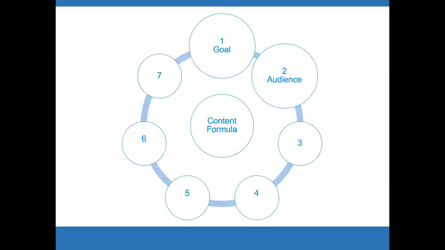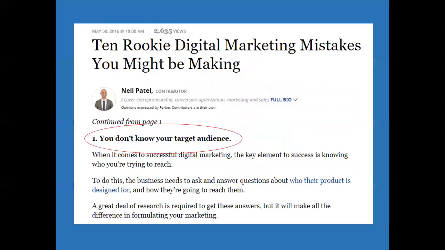Number 2 is audience. For those of you that were on our last webinar, you'll know that this, again, is not something to be taken lightly. Just a couple months ago, in May, Forbes.com posted this article, 10 rookie digital marketing mistakes you might be making. Number one is you don't know your target audience. Okay. This is very commonplace. Again, it takes some thought work to think about what this piece of content is trying to achieve, right? And who's it for?